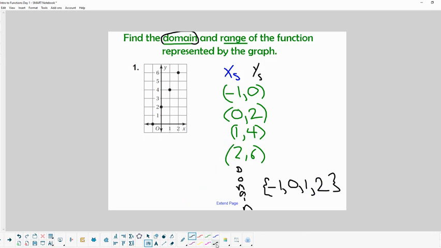Okay, and now the y values that you see here are the output values, or what we call the range. So the range then is just the set of all the y values that result from putting those x values into our function. So this range, or this set of y values, is 0, 2, 4, and 6. So those are the individual output values that we got from the 4 inputs, -1, 0, 1, and 2.